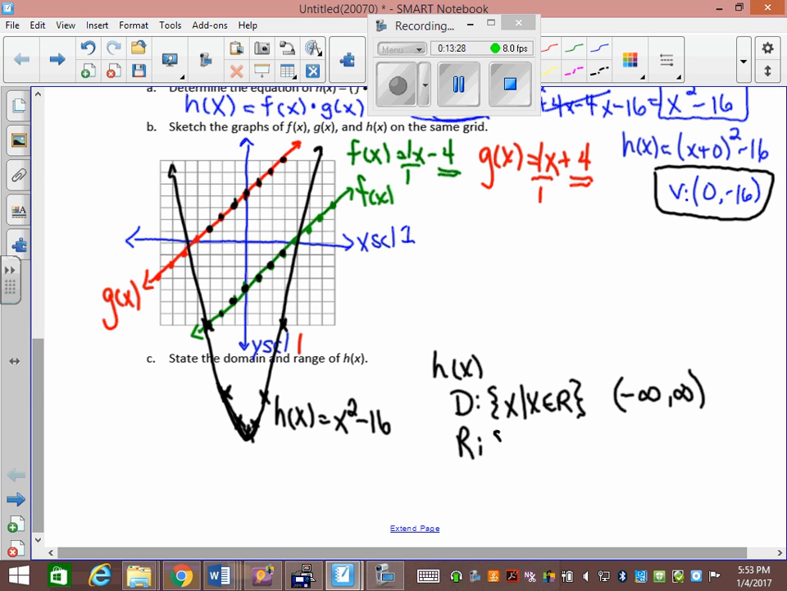Range, I have to find my minimum value. Well, I know my minimum y value is at -16 or greater, right? So my range is going to be y such that y is greater than or equal to -16. Or interval notation says -16 to +infinity, round bracket.